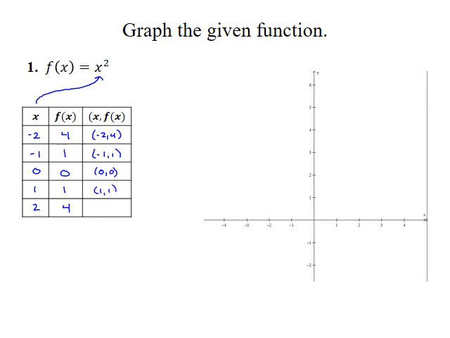I know it's the same thing as plotting points, and it's the most basic way to graph these, but I just want to make sure everybody sees where these graphs are coming from. So plot these points. -2, 4 is way up here. -1, 1 is here. 0, 0, 1, 1, and 2, 4.